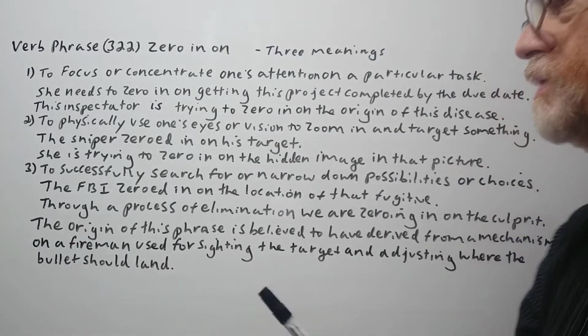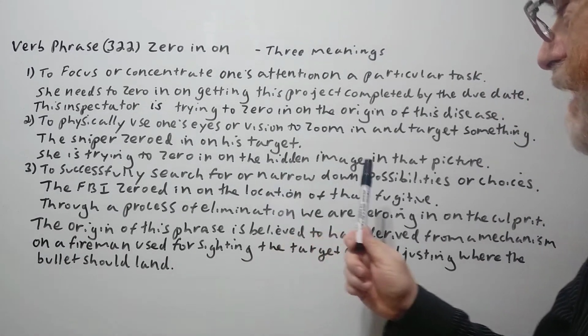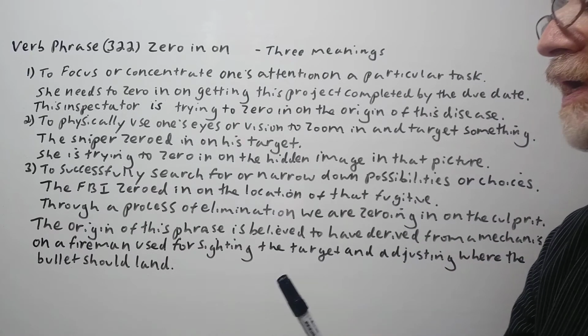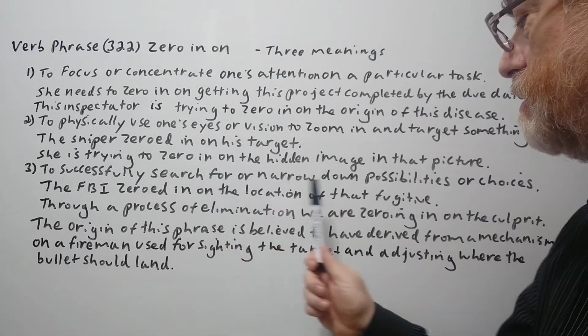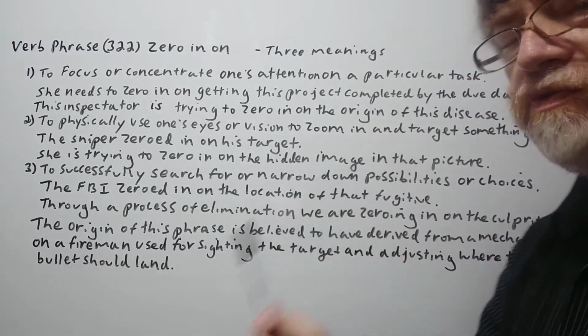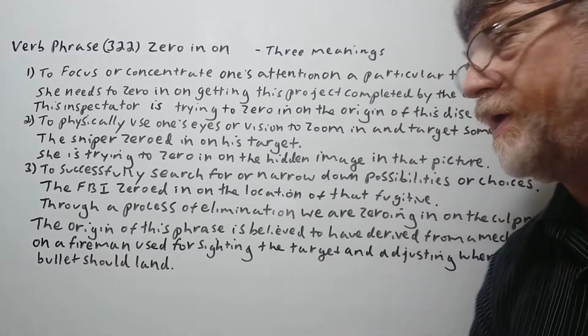Number three here, to successfully search for or narrow down possibilities or choices. All right, the FBI zeroed in on the location of that fugitive, so they were able to search for it or narrow down to like where he would be.